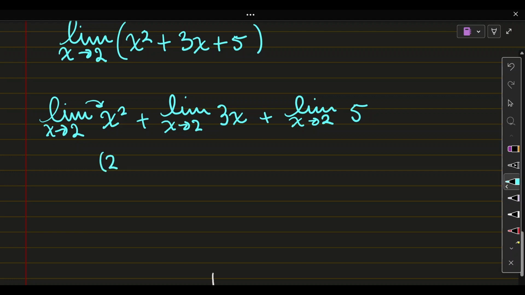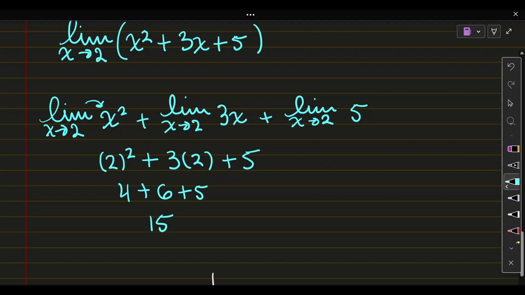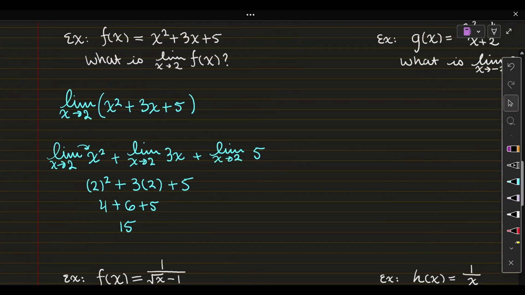So this would be 2 squared plus, same thing here, 3 times 2. And then there's no x here, right? So the limit as x goes to 2 of 5 is just going to be 5. It doesn't matter where x goes. It's 5 always. So plus 5. So this is going to be 4 plus 6 plus 5, which is going to be 15. So that is our answer there.